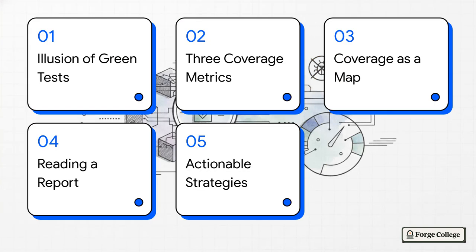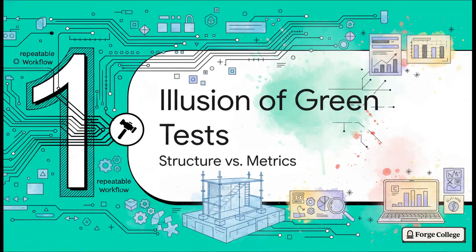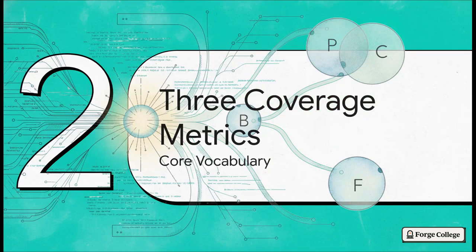So here's our blueprint for today. We're going to cover 1. The illusion of green tests. 2. The 3 coverage metrics. 3. Coverage as a map. 4. Reading a coverage report. And finally, number 5, actionable testing strategies. Let's go. Section 1. The illusion of green tests. Section 2. The 3 coverage metrics.